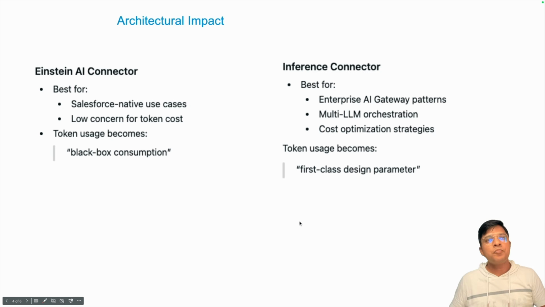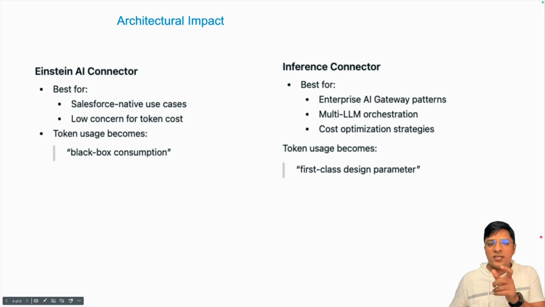Now let's see which connector we are supposed to use in which scenario. If you're looking for speed, you're not focusing on cost, and you are tightly integrated with Salesforce, then go ahead with the Einstein AI Connector. You can go ahead with Inference Connector when you are building AI at scale, you want multi LLM orchestration, and your focus is on cost optimization. Then my choice will be Inference Connector.